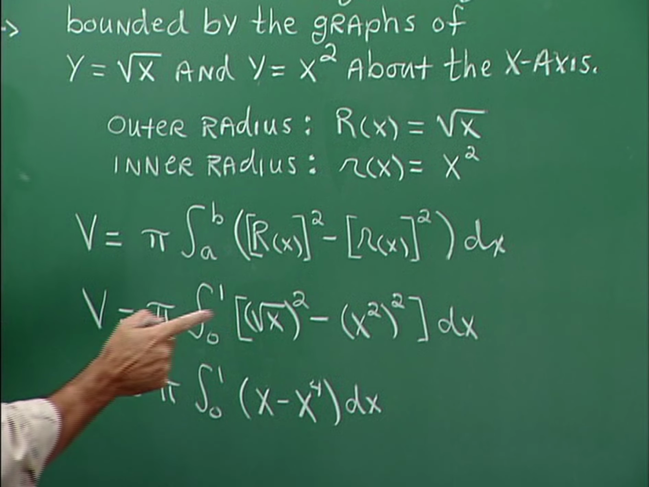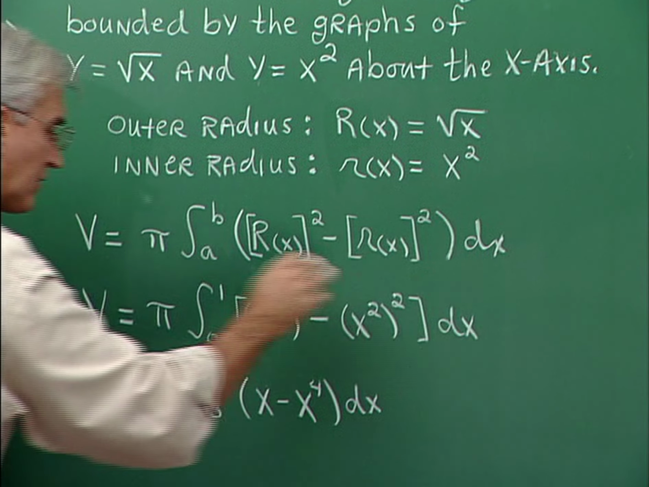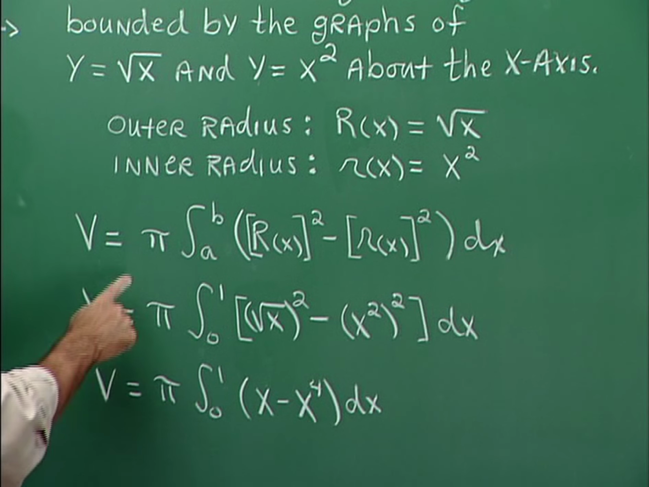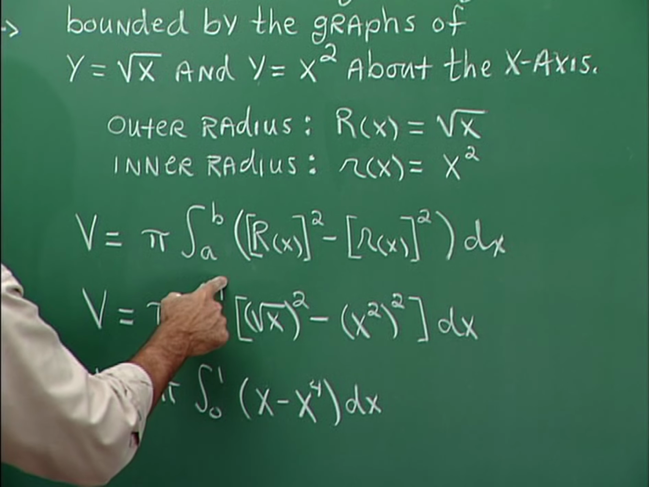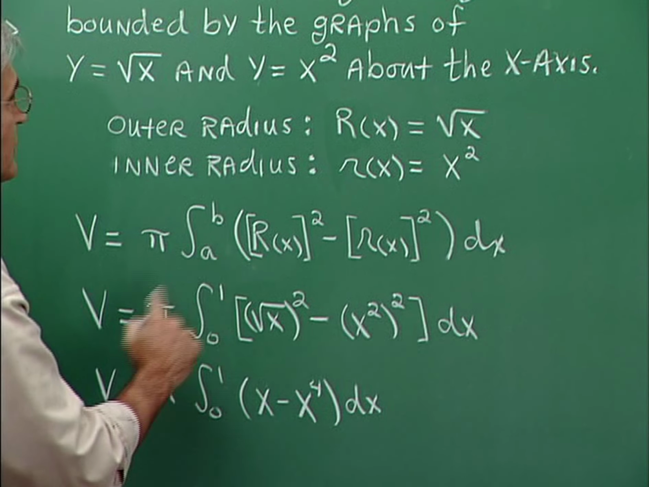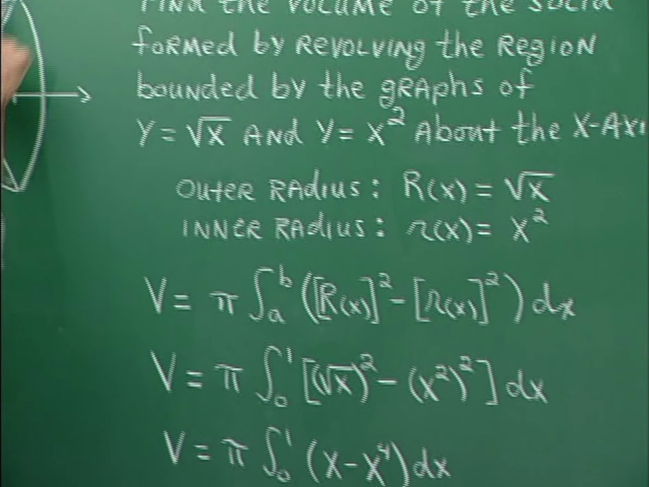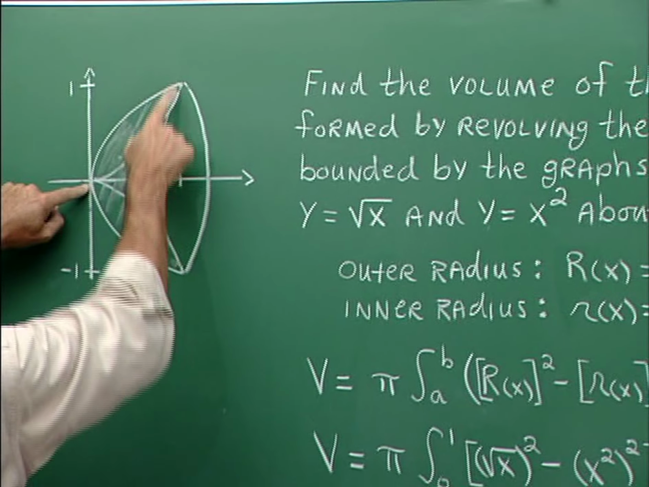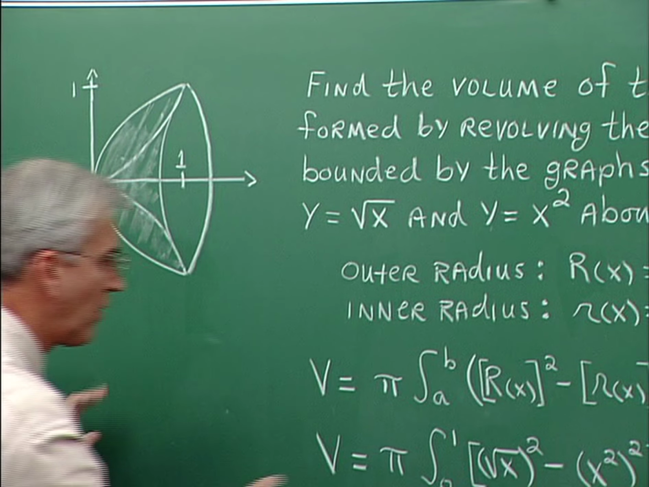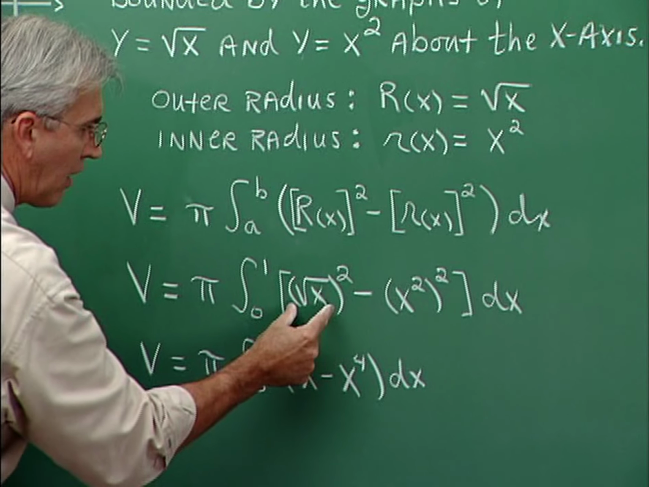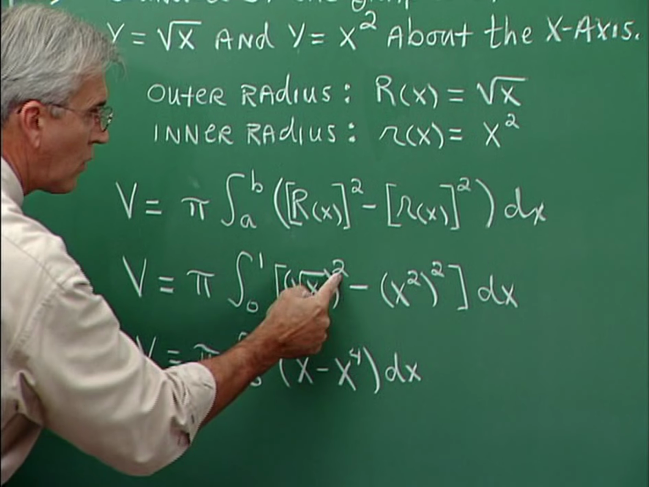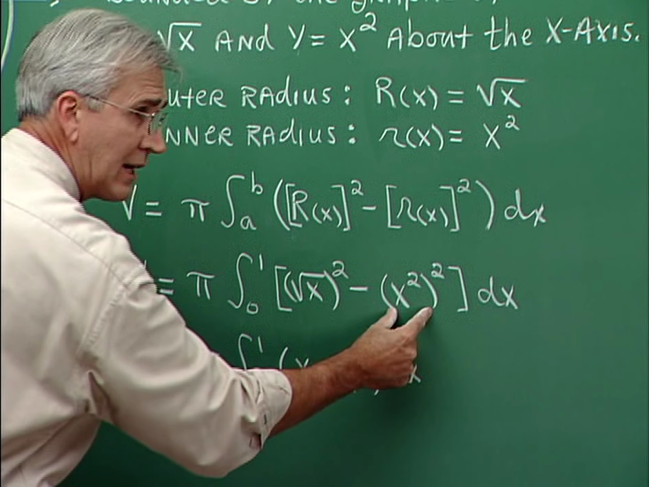So in our notation now, fitting our problem to the notation, the interval is from 0 to 1, and we should calculate that. I didn't emphasize that very much, but the two graphs intersect here at an x of 1. All right, that's kind of an important feature. And then big R of x is the square root of x, it's squared, and little r is x squared.